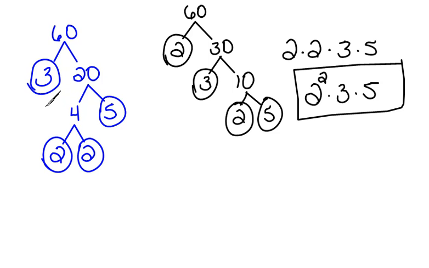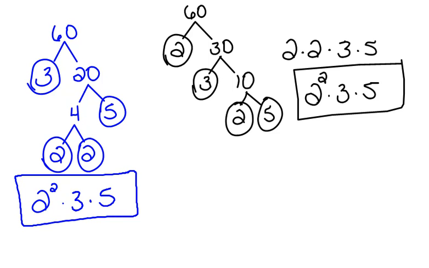So if we were to write out the prime factorization again, I've got two 2's, so that's 2 squared, times 3 times 5. It does not matter how you start out. As long as your two things multiply together to get your number, it doesn't matter where you start. You will always end at the same exact spot.